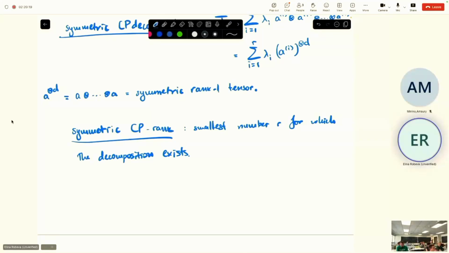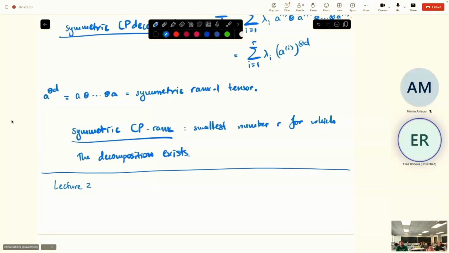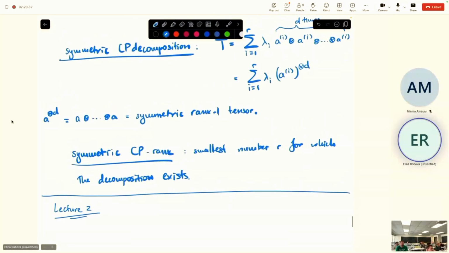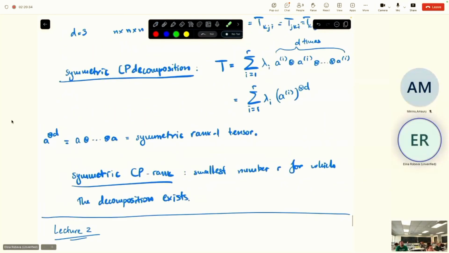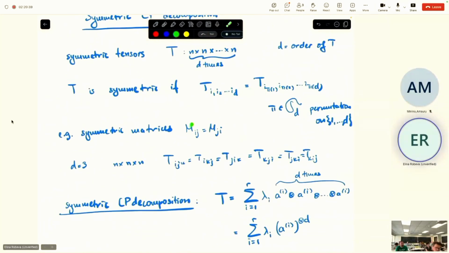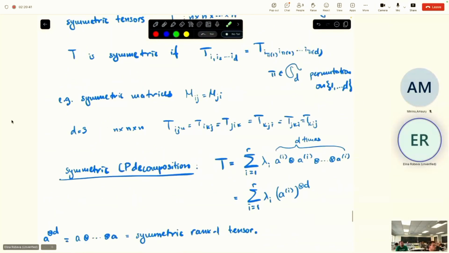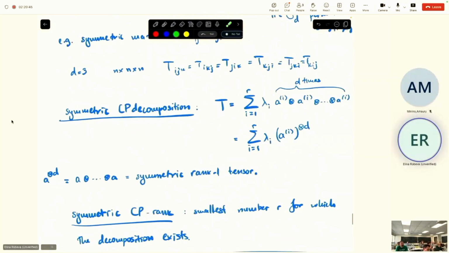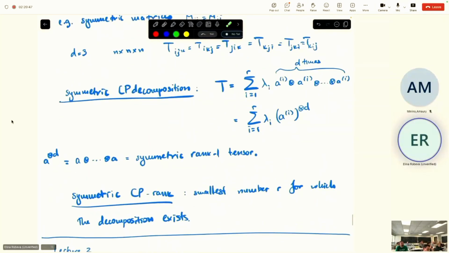Okay, so hi everyone. Today we'll continue from where we left off last time. Last time we defined symmetric tensors and symmetric tensor decomposition, as maybe you remember. A tensor is symmetric if it has these symmetries in the entries, like a symmetric matrix is like this. This is a symmetric tensor of order 3. It has these entries all equal, and then a symmetric CP decomposition looks like this.